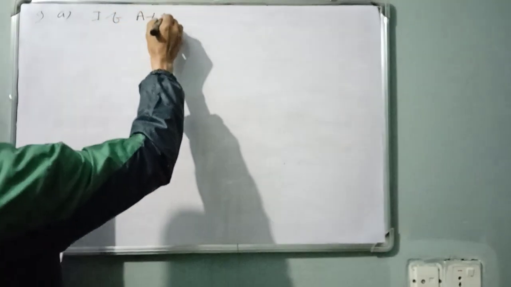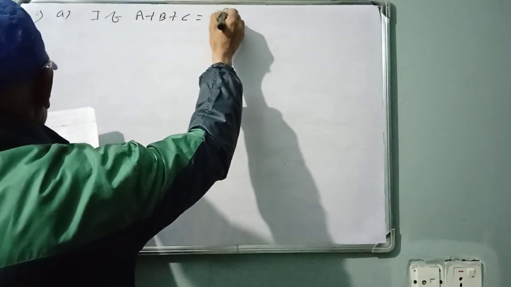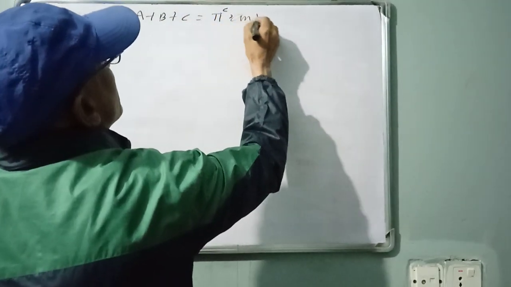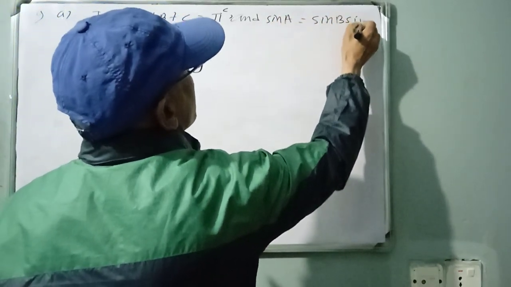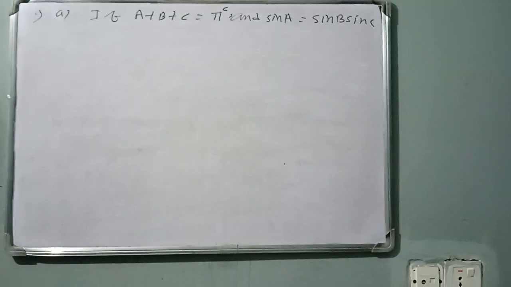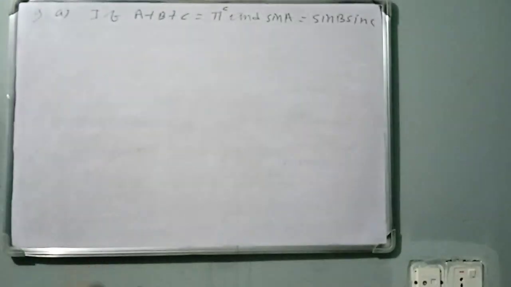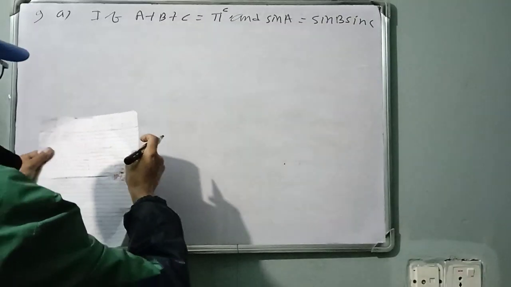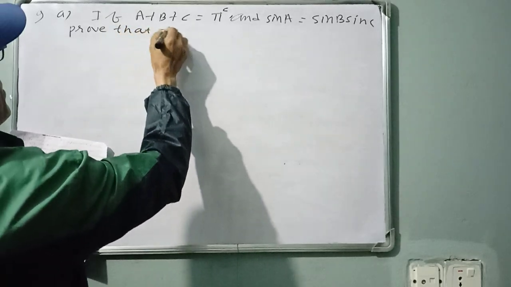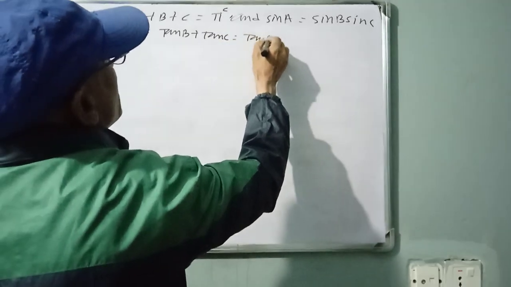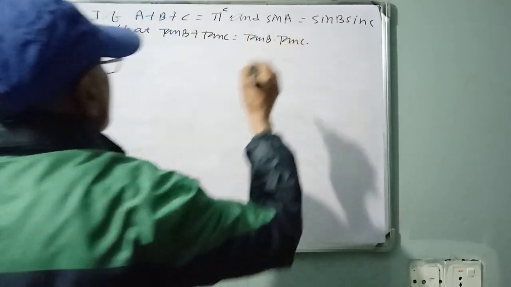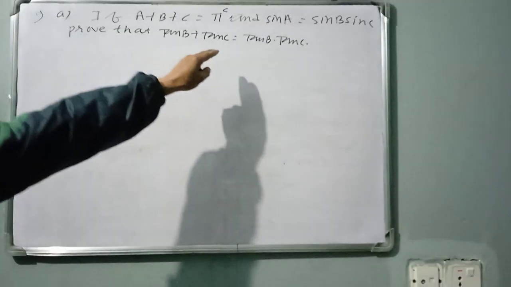If a plus b plus c equals pi radian and sin a equals sin b sin c. Two conditions: a plus b plus c equals pi and sin a equals sin b into sin c. And you have to prove that tan b plus tan c equals tan b into tan c. See, how to prove it? The given condition. See, solution.